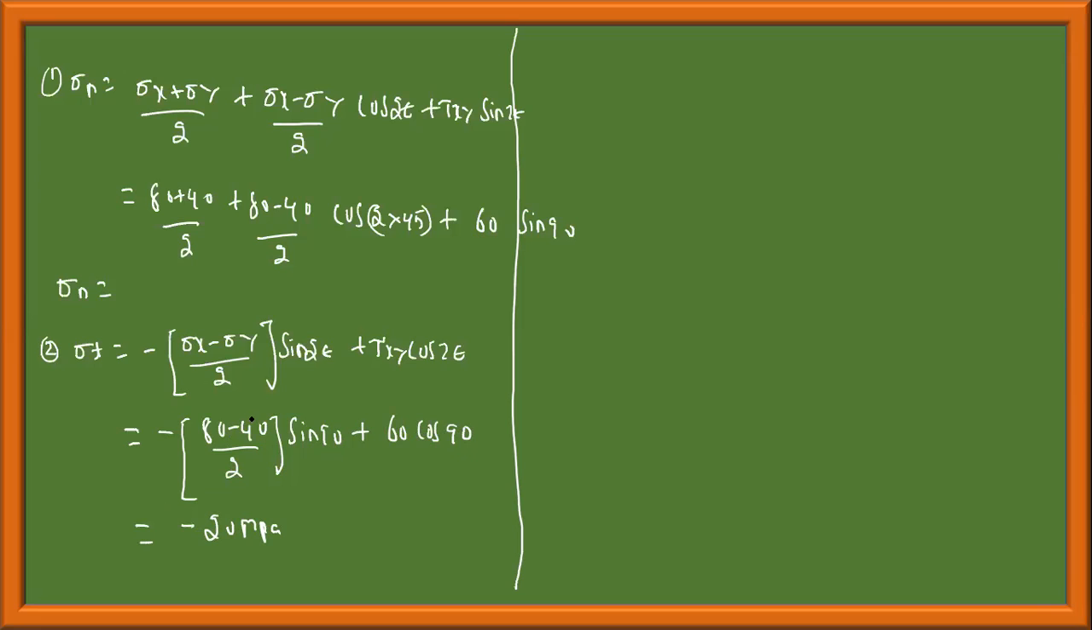And you tell me sigma n. What is sigma n? 80 plus 40 by 2 plus 60. How much are you getting? 120, sir. 120 MPa.